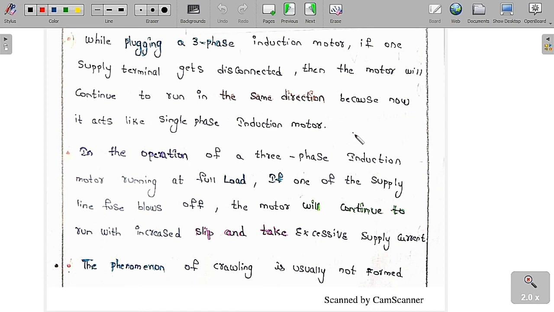So therefore simply we can say that yes, it is going to rotate. Still it is going to rotate because already it is in the rotation. So starting torque is not at all required. Already it is in the rotation, so it is going to act like a single phase induction motor.